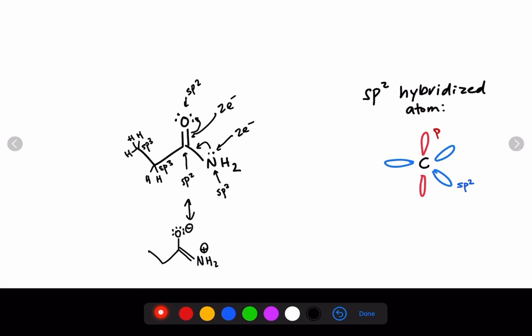That means in total we have 4 electrons involved in conjugation for this molecule. And the reason it's conjugation was because we had 1, 2, 3 atoms that were sp2 and bonded to each other.